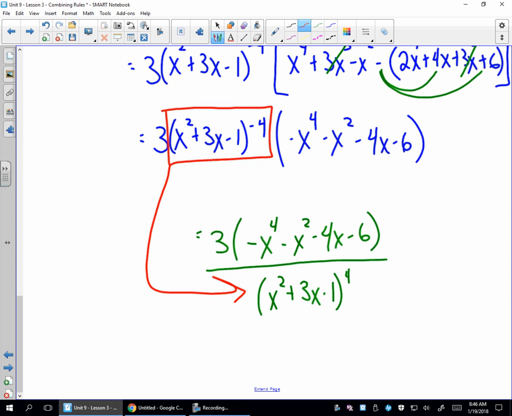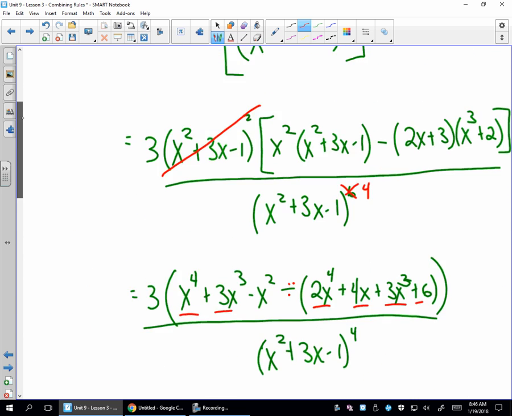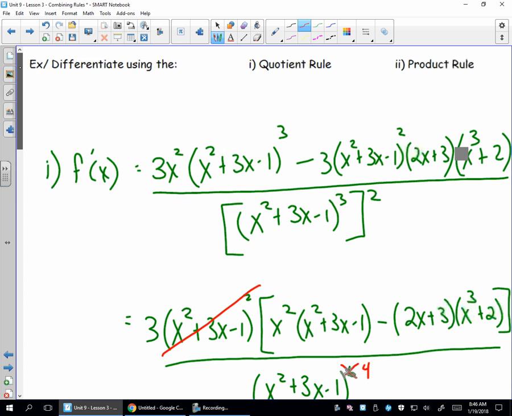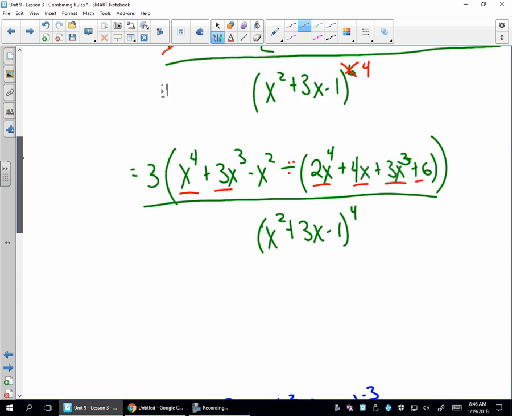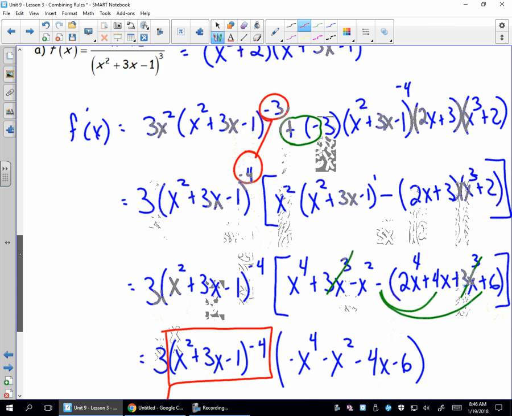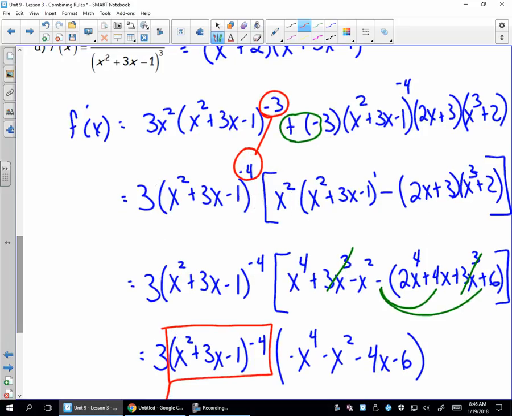The problem with the quotient rule sometimes is that you have to write fraction after fraction after fraction, so it takes up a lot of space. The product rule, same math, less space because it's all written on one line. So it's really your choice.